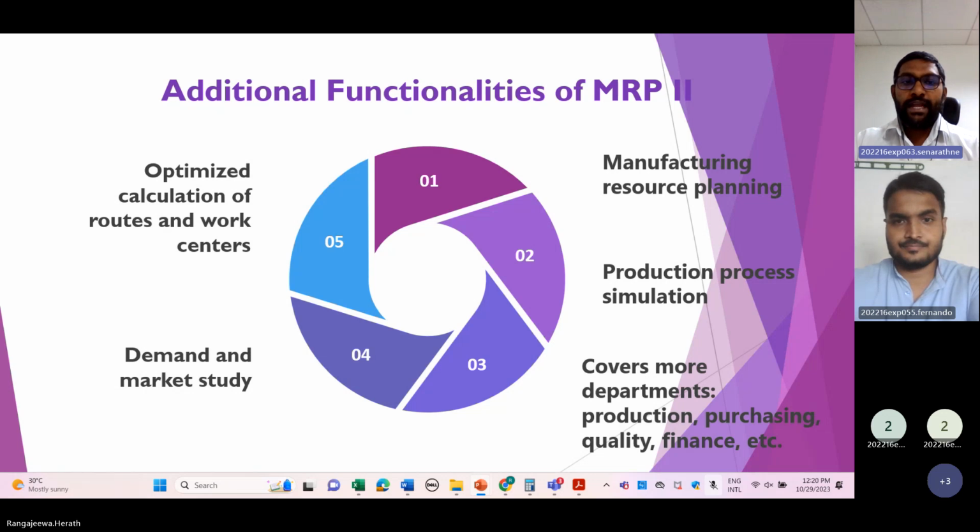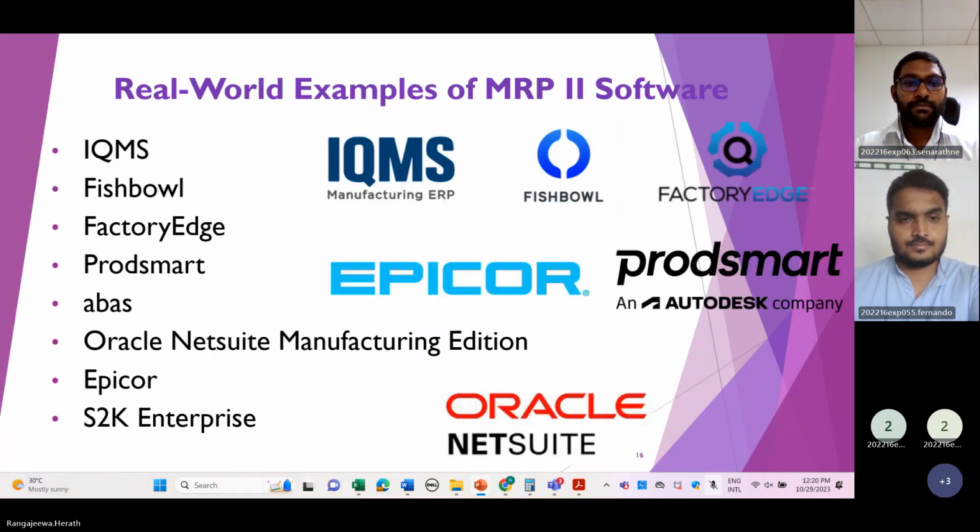While adding these additional functionalities to the manufacturing resource planning software, it optimizes the calculation of routes and work centers, and it helps to organize demand and market study. And for manufacturing resource planning, it helps with the production process simulation. This MRP2 software covers more departments than the previous one. It covers more departments like production, purchasing, quality, finance, and all the other departments. Next one.